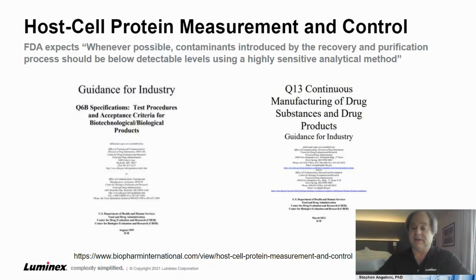Whenever possible, the contaminants introduced by the recovery or purification process should be below certain detectable levels with a highly sensitive analytical method. So again, this includes any viruses, any metabolic changes that might be happening in your cell line that could impact the production of your final biological product. The best way to monitor these is with multiple types of markers instead of maybe just one or two markers.